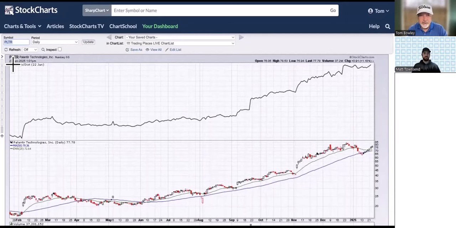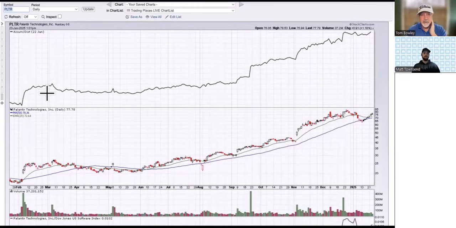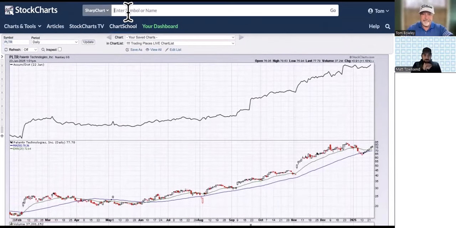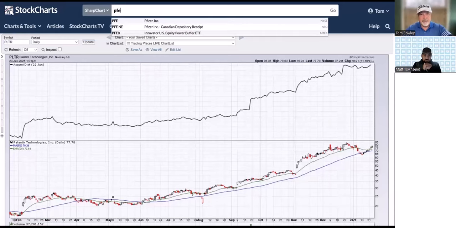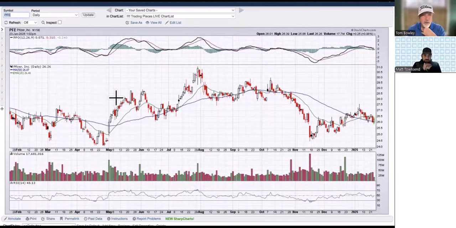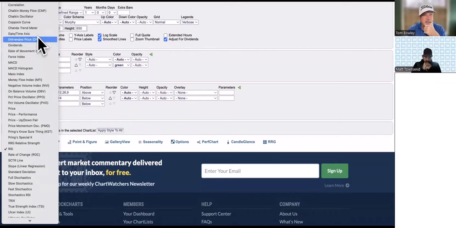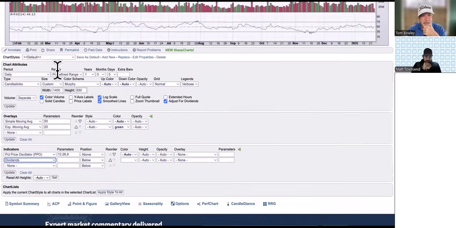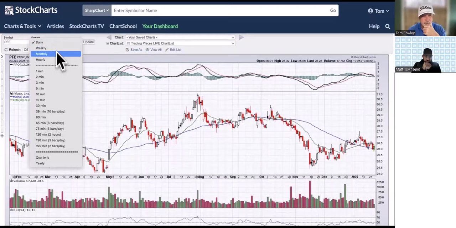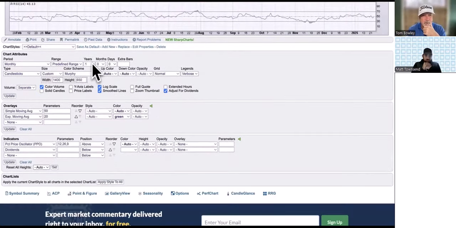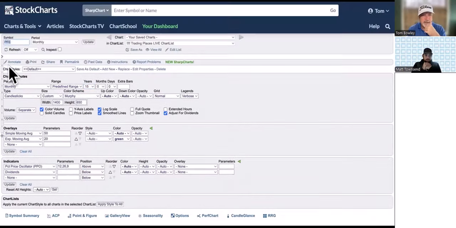So you've got a lot of shortcuts at StockCharts. If you're an investor, you might want to look at something like what's a good dividend paying stock right now, like Pfizer. I know that pays probably 6% or more. You could change the RSI to another indicator. If I change RSI to dividends, and maybe I want a long-term monthly chart going back 15 years, then I hit update.